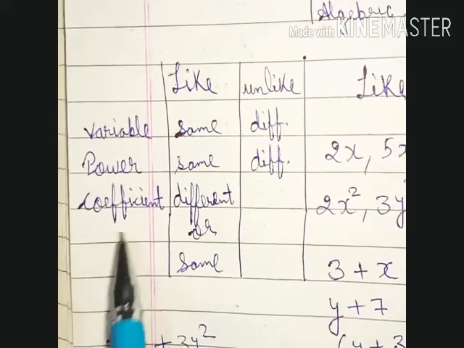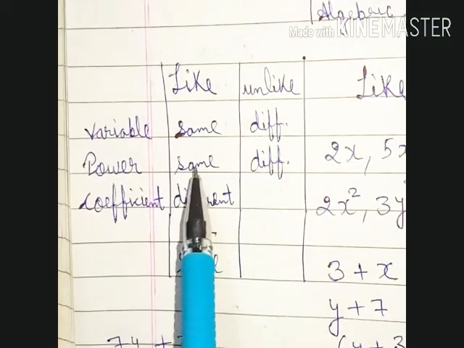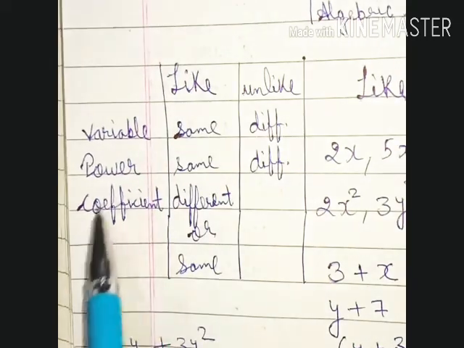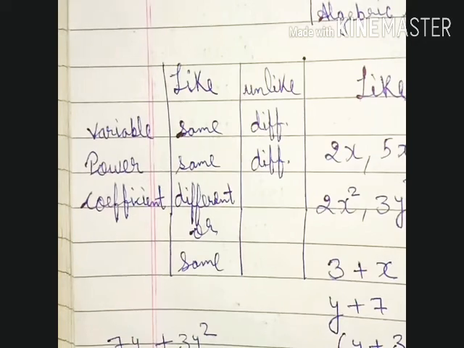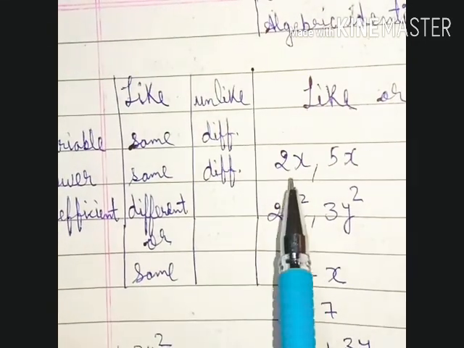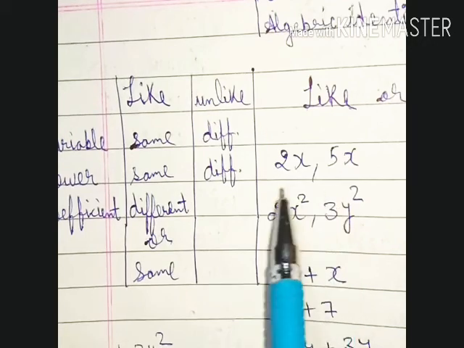For addition, the variable and power must be the same. So we can say terms are like, but the coefficient may be the same or different. As we take the example 2x and 5x, what do you think? These are like or unlike?